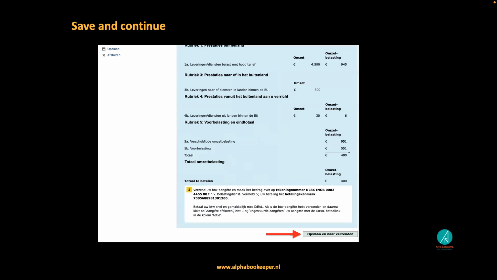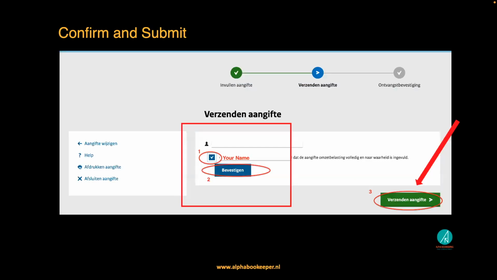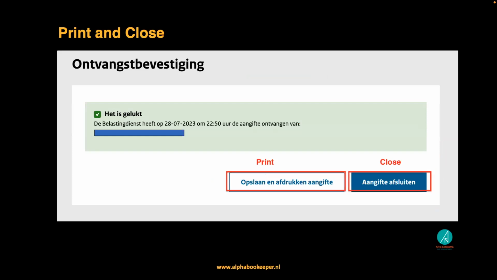Once you cross-check everything is in order, you would see the summary, and if you're okay, you click save and continue. And then you can confirm everything in the system and send out your tax form. And that is it. You are done with your tax returns. You can close the system and your work is done.